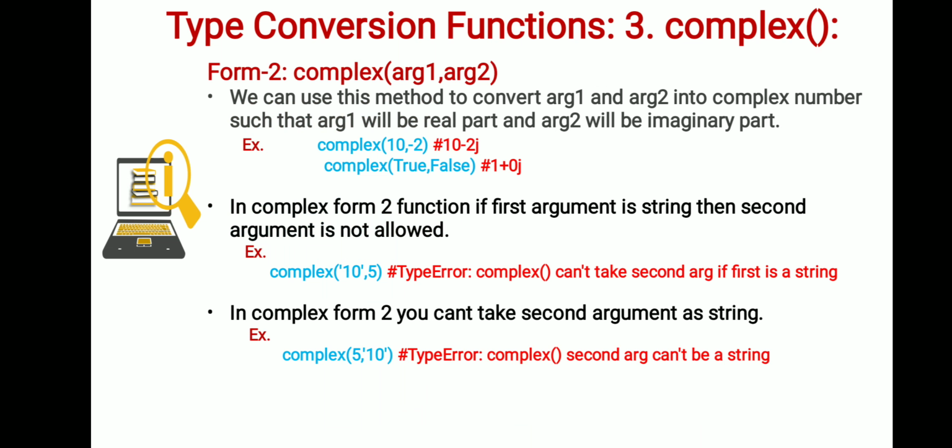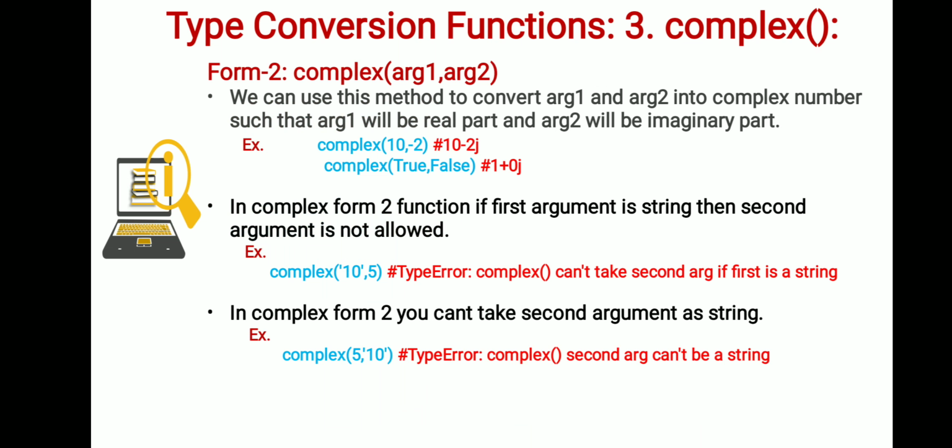Now related to this form 2, there are two rules in Python. In complex form 2, if the first argument is a string, then the second argument is not allowed. Now see the example, complex of '10' comma 5. Here the first argument is a string and the second argument is an integer, but if the first argument is a string, then the second argument is not allowed, and if we try to write this statement, we get a TypeError: complex() can't take second arg if first is a string.